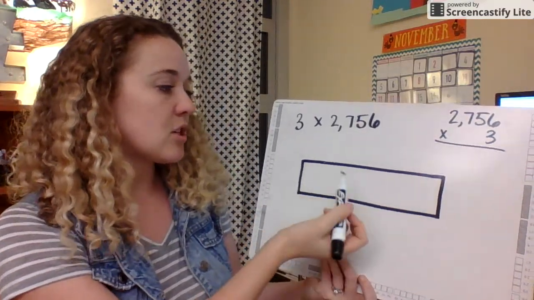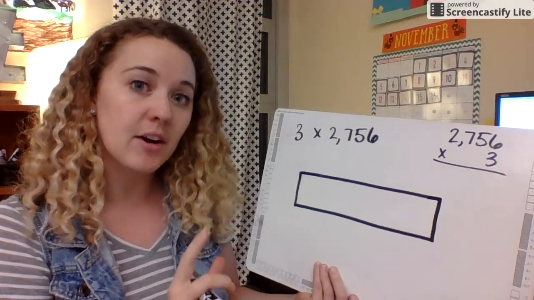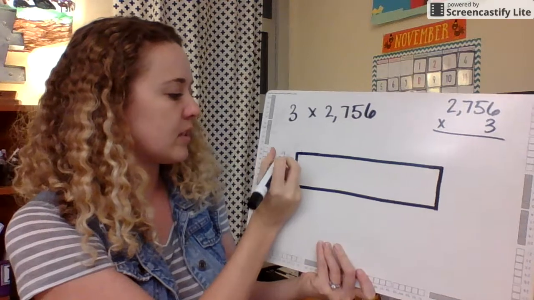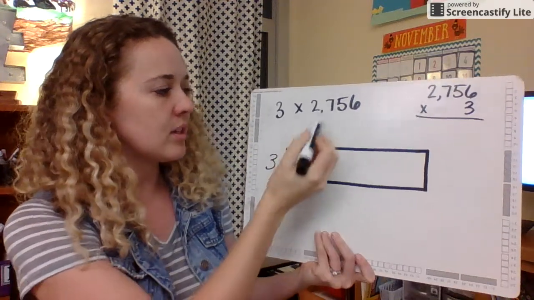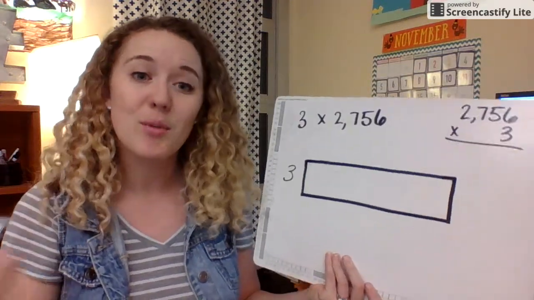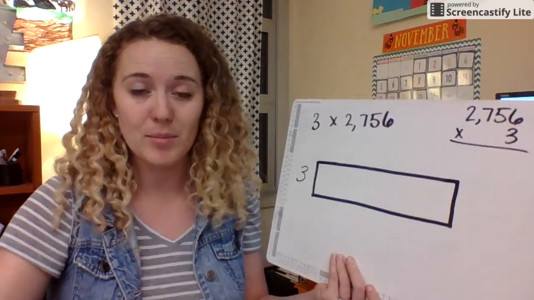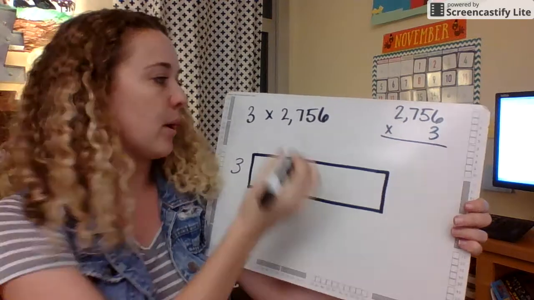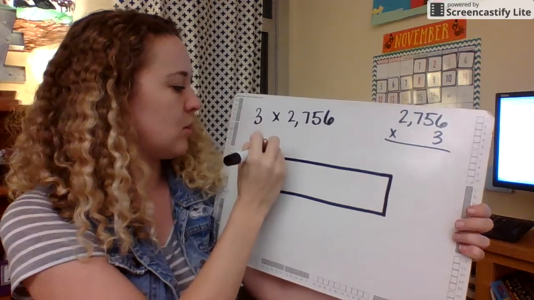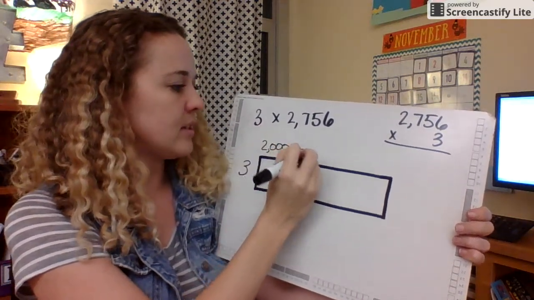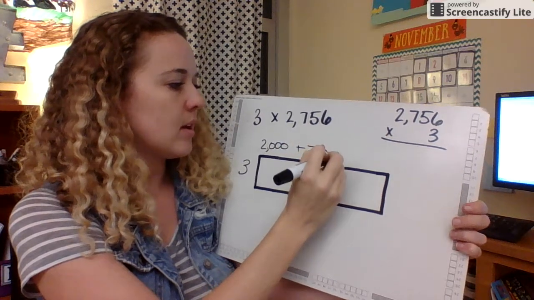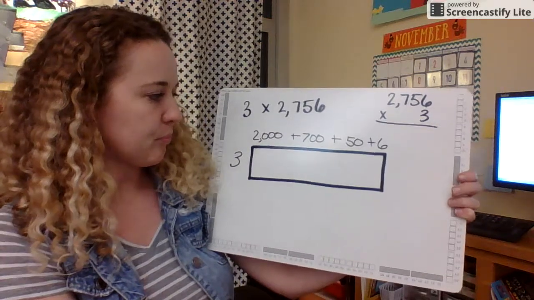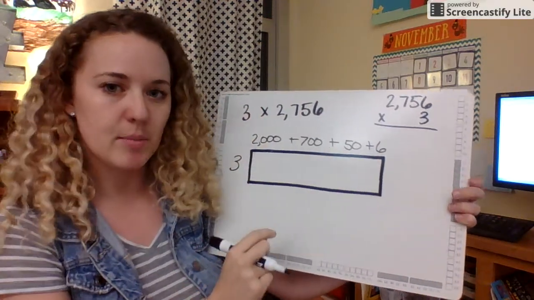So the first thing that you're going to do is think about, how do I find area? Area is the length times the width. So I'm going to put 3 on this side, and then I'm going to put this number on the top. However, we always want to break down the bigger number so that it's easier to multiply. So I'm going to use expanded form. 2,000 plus 700 plus 50 plus 6. That's expanded form for this number.